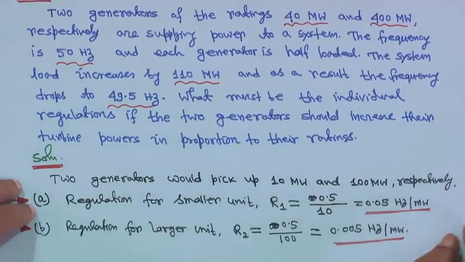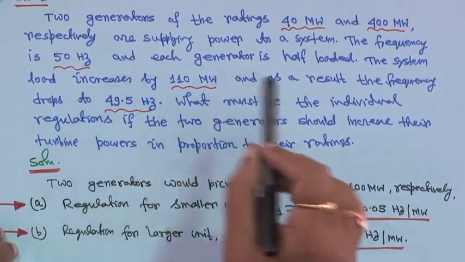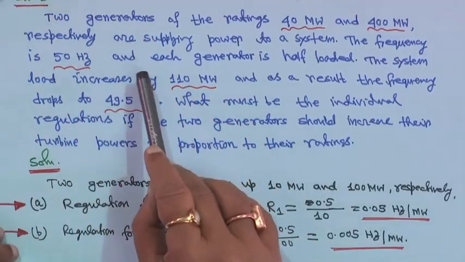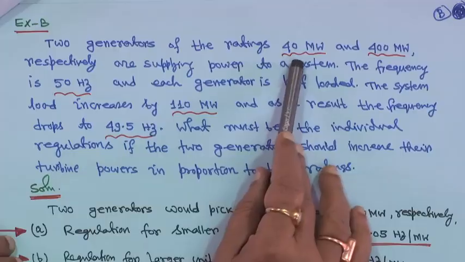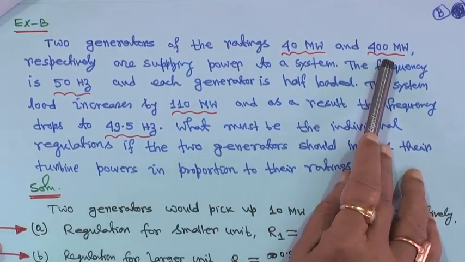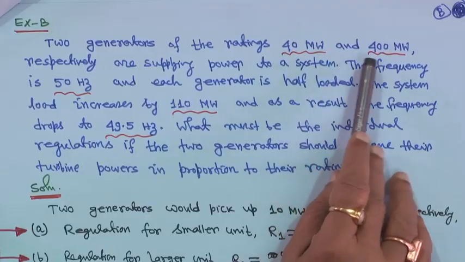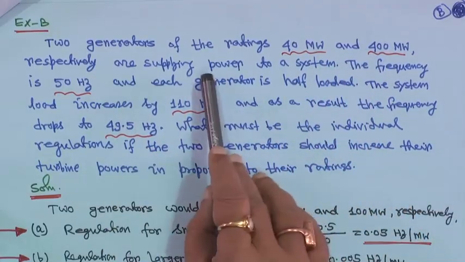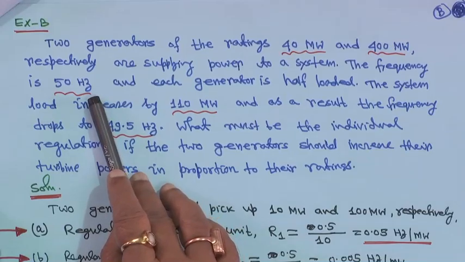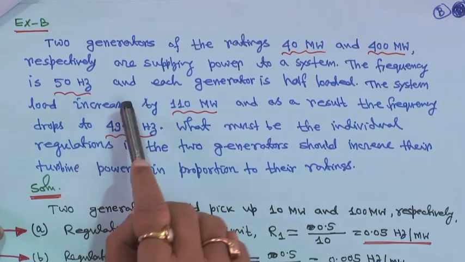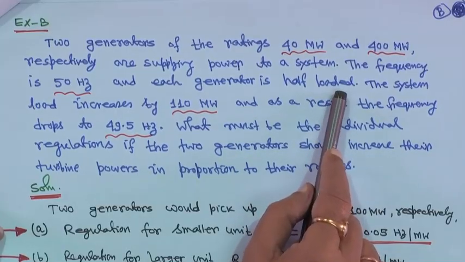Now look at this example. It is also a small example, but so many things are written. It is example B. Two generators of the ratings 40 megawatt and 400 megawatt, that means the rating of one is 10 times more than the other, respectively, are supplying power to a system. The frequency is 50 hertz, that is the operating or nominal frequency of the system, and each generator is half loaded. That means 50% loaded.